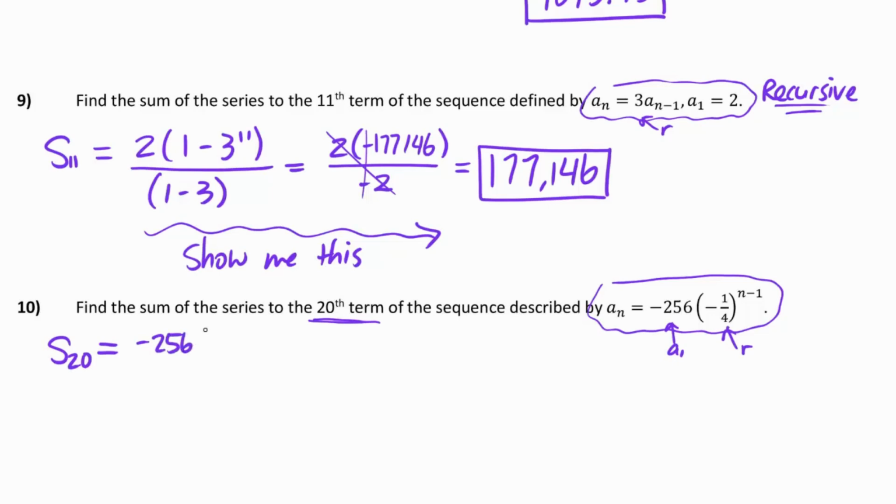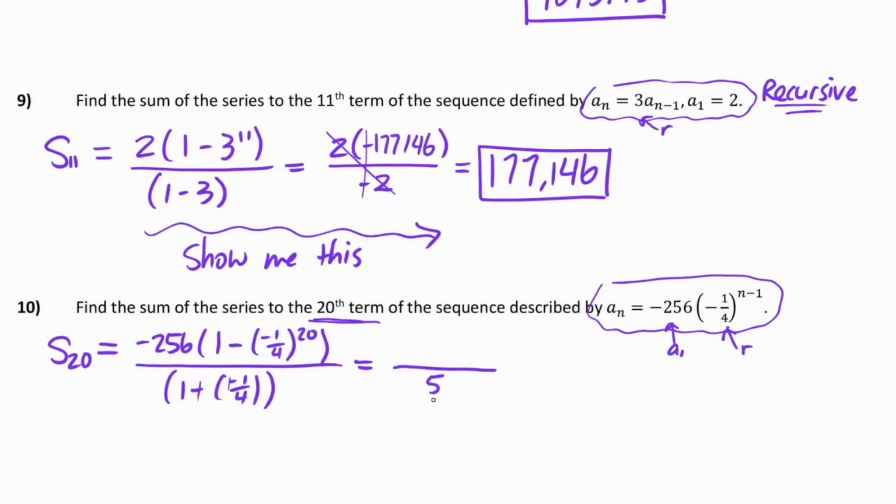Putting the numbers where they need to go, negative 256, 1 subtracting. Make sure that you keep negative 1/4 in its own set of parentheses. And that amount will be to the 20th power. Very important that you layer things correctly. The bottom will be 1 minus that negative 1/4. So if I look at the bottom at the moment, 1 and then subtracting a negative makes those positives. 1 plus 1/4 is 5/4. If you wanted to say 1.25, it's the same idea.